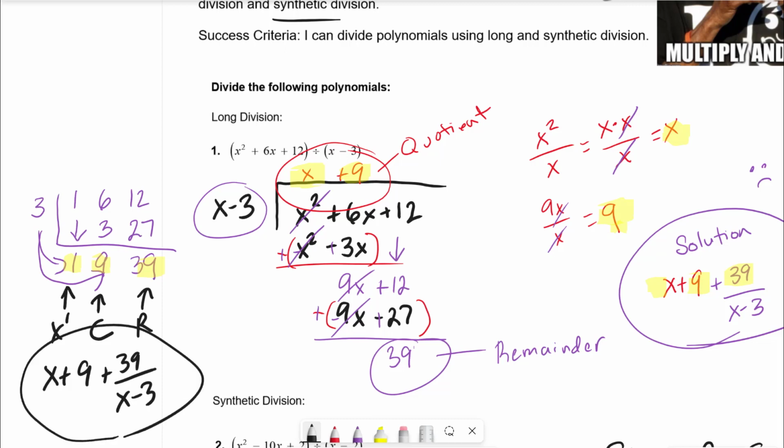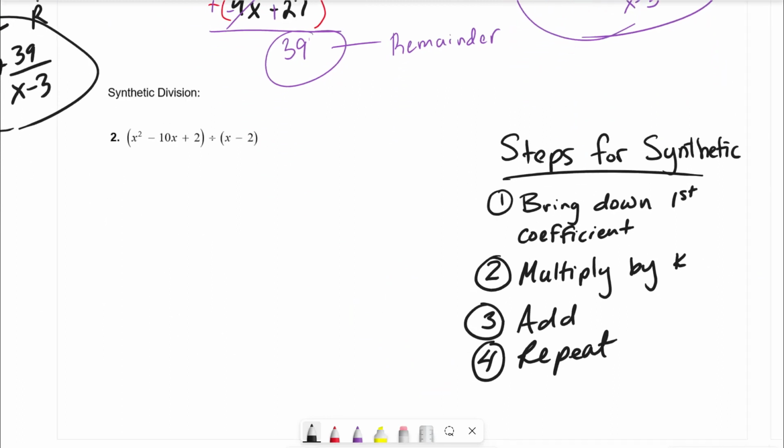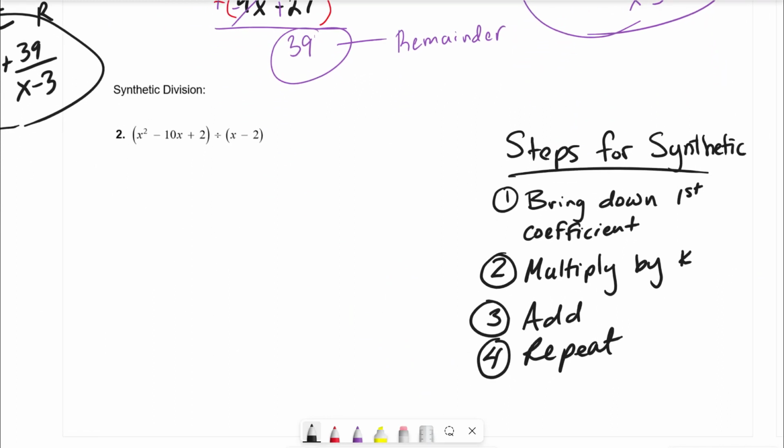So this way, while a little bit trickier, not obvious, is actually much faster. And if I've got the option, I'm going to be doing synthetic division every time. So let's teach you how to do it. Take a moment to pause the video, rewatch anything that you need to before you move on, okay? And copy down these steps off to the side of example number 2. So hit play when you're ready to start.